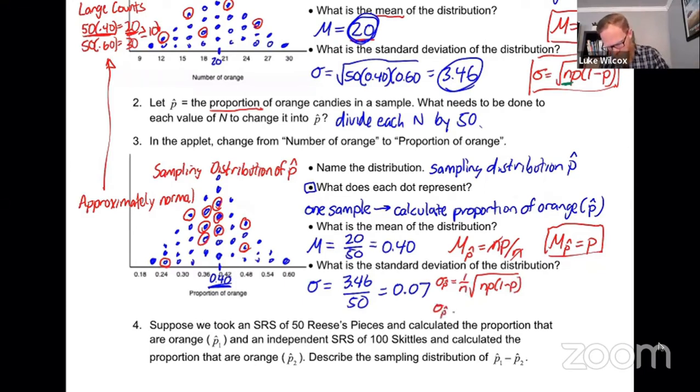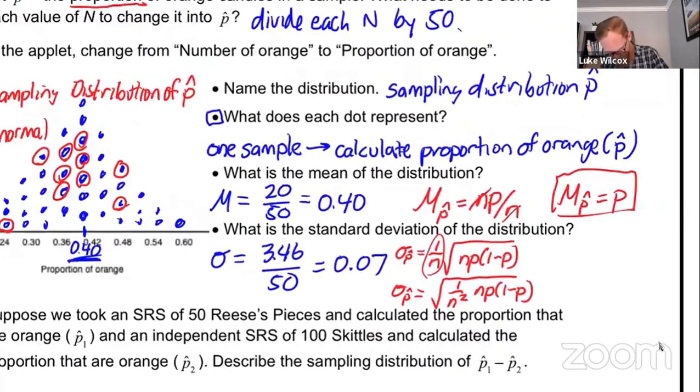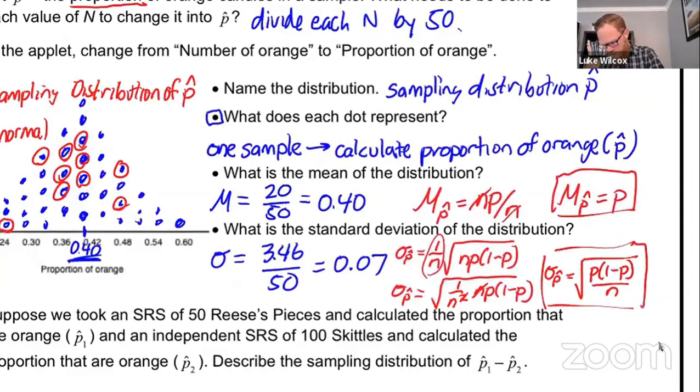Now here we're going to have to use a little trick from our algebra class, which is to take this 1 over n and put it inside the square root. Now when it goes inside the square root, it becomes 1 squared over n squared, or just 1 over n squared. And then we still have n times p times 1 minus p. Well, we can do a little simplifying here. One of these n's down here is going to cancel with this n. And look, we are left with a formula now for the standard deviation of p hat. It is the square root of p, 1 minus p on the top, and then n on the bottom. So this is the formula for the standard deviation of the sampling distribution of p hat.